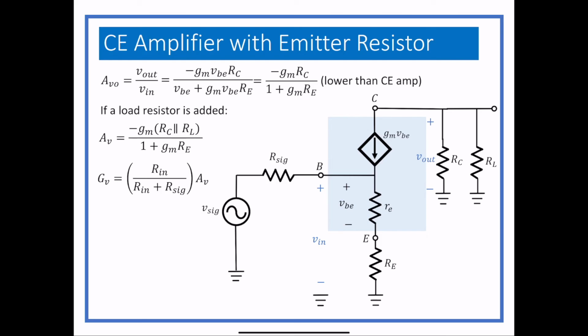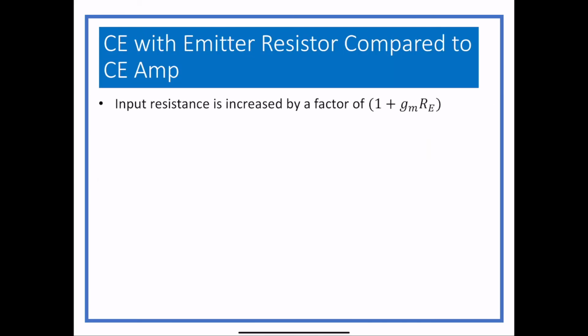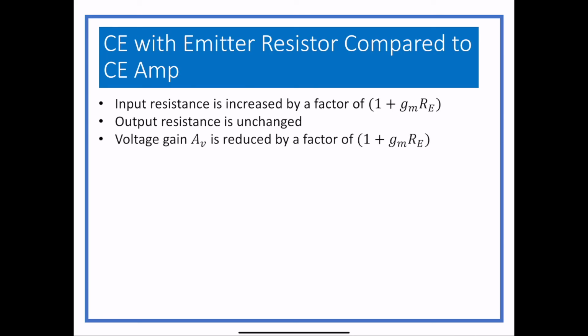We can compare the two, the common emitter with the emitter resistor and the common emitter without. The input resistance is higher with the emitter resistor, which is a good thing. The output resistance doesn't change. The voltage gain goes down, which can actually be a good thing because sometimes the voltage gain of BJT amplifiers is way, way too big. So we want to reduce it down to some manageable level. So that's not necessarily a bad thing. It's just a comparison.